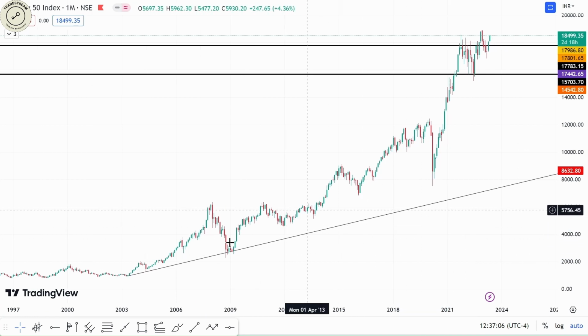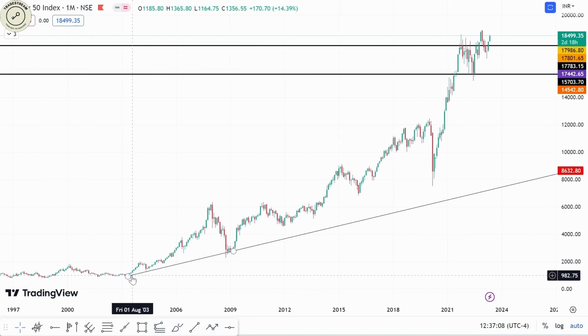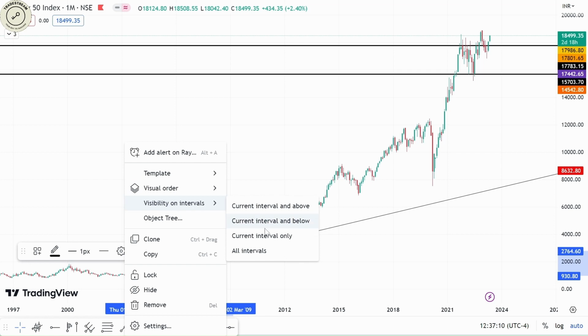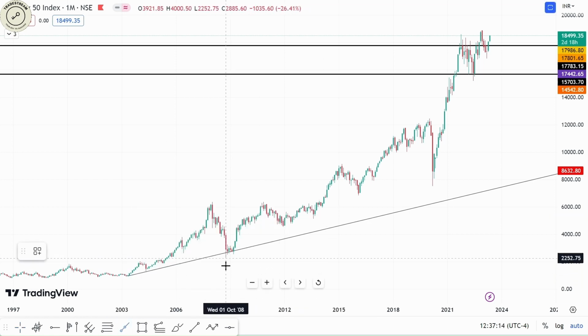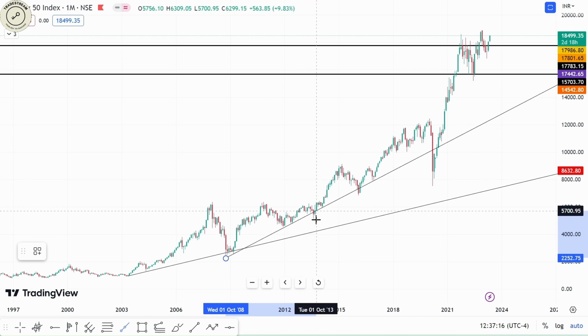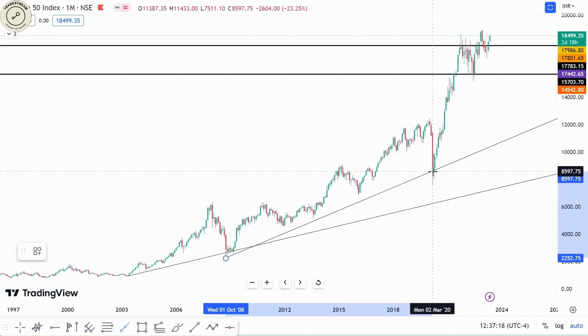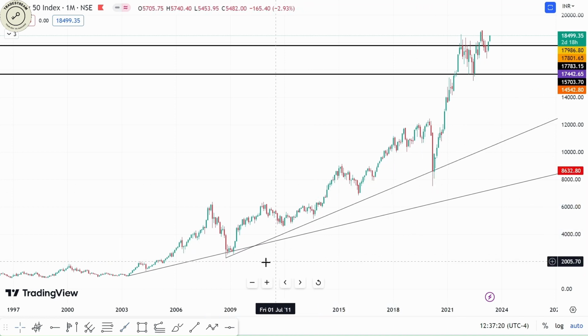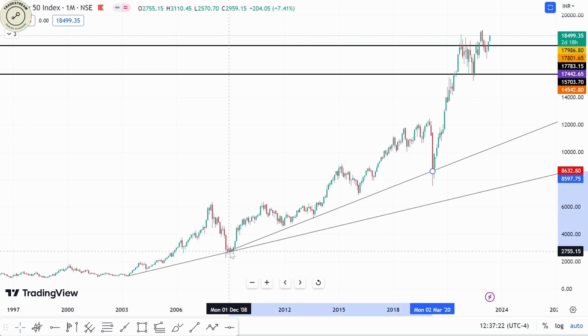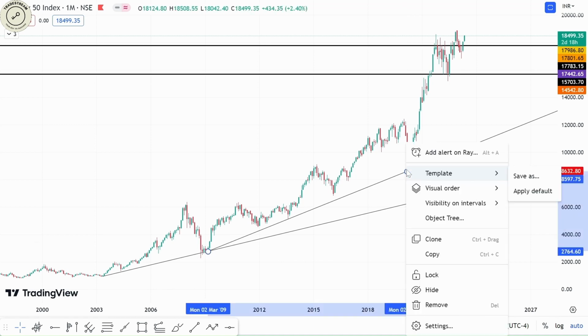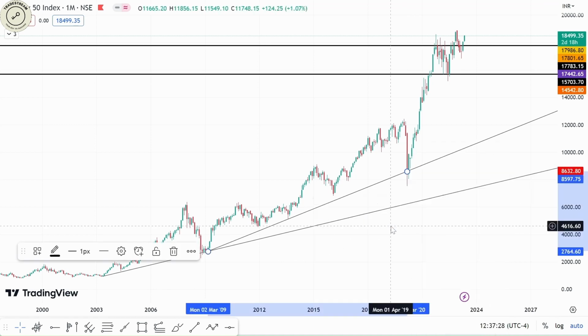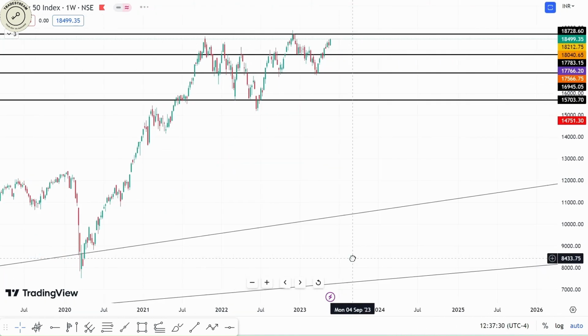This was the trend here. I'm just trying to mark the trend so that you can draw the bigger picture. This one is playing out, right? Let's jump to the weekly.